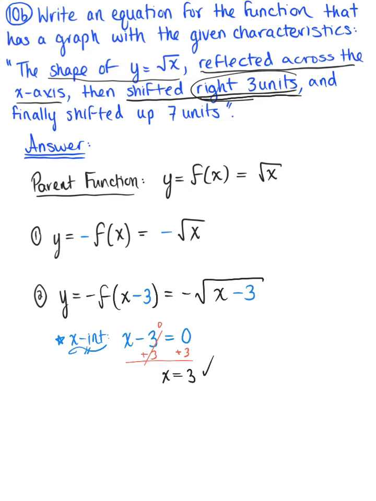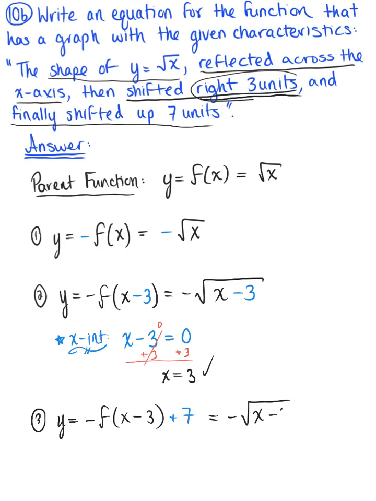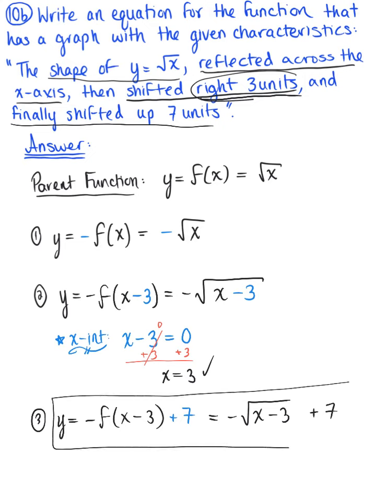And last but not least here, the graph is finally shifted up 7 units. So by definition, this will become y is equal to minus f of x minus 3, and we're shifting up 7 units. So that will be plus 7. And plugging this into the previous step, we have minus the square root of x minus 3 plus 7. And so this is our beautiful final answer.